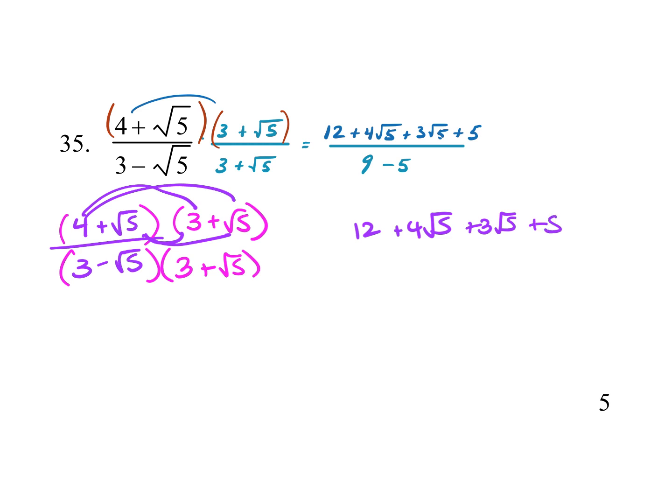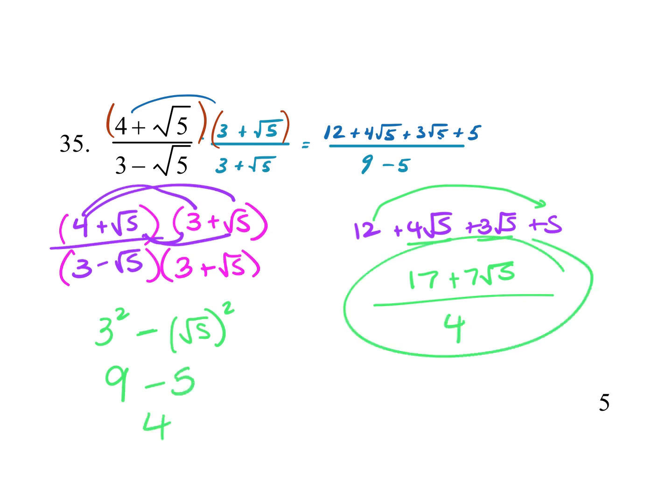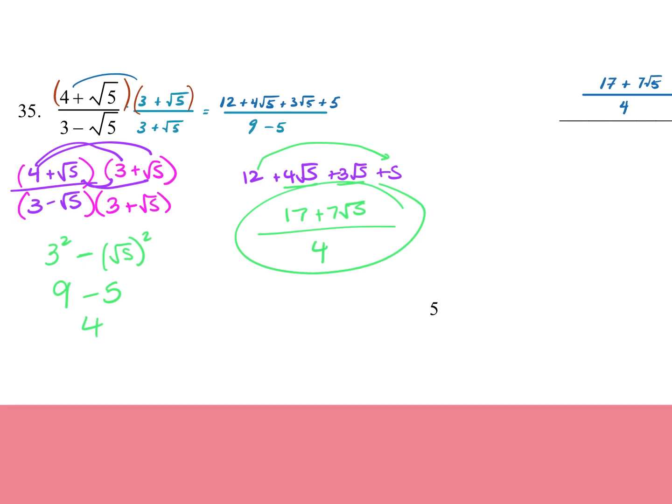This time, I can simplify the numbers, the constants, and the radical because they're both root 5. So 12 plus 5 gives me 17. And then a positive 4 root 5 and a positive 3 root 5 is positive 7 root 5. So that's my numerator. This time I can simplify it, right? The denominator, let's see if we can use the shortcut. We take the first term, we square it. We take the second term, we square it, and we put a minus between them. So it'd be 9 minus 5, which is 4. Four doesn't go into 17 or 7, so it stays just the way it is.